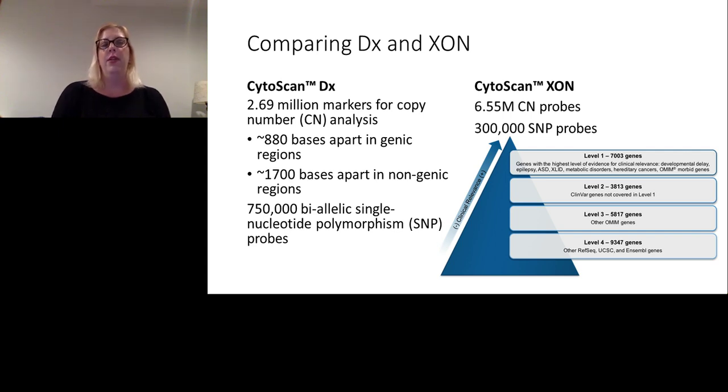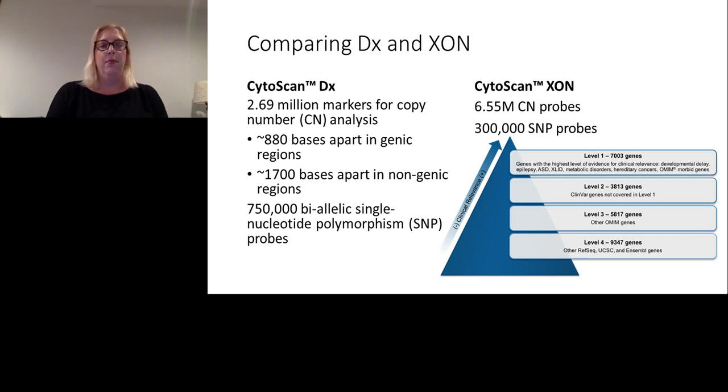So quickly to compare the DX and XON arrays, the DX array has 2.7 million markers for copy number analysis. They're approximately 880 bases apart in the genic regions, and approximately 1,700 bases apart in non-genic regions. Additionally, there's 750,000 SNPs to aid in the detection of homozygosity and/or uniparental disomy. Comparing this to the XON array has 6.5 million probes, so it's a significantly larger number of copy number probes. However, it has significantly fewer SNP probes with only 300,000.